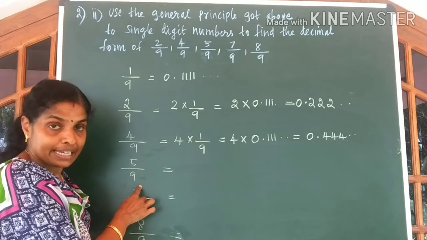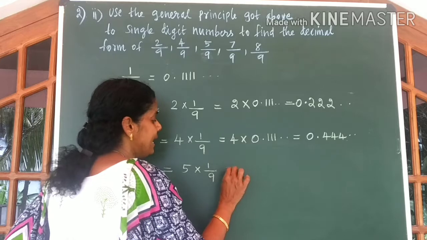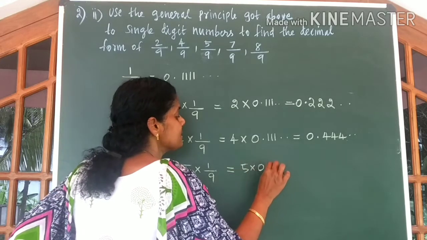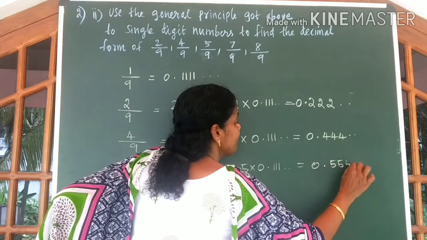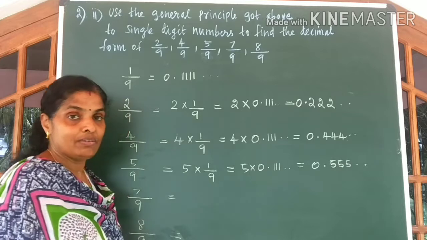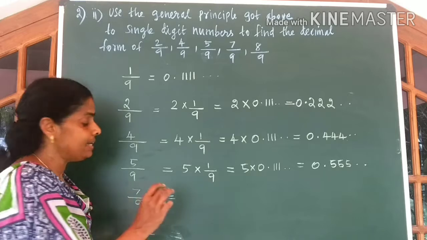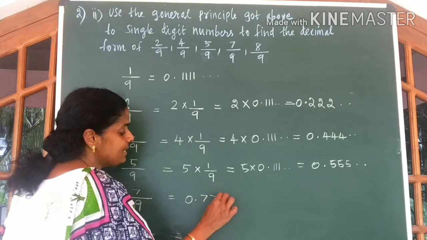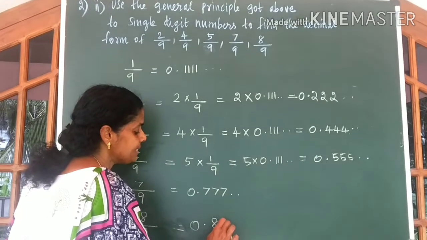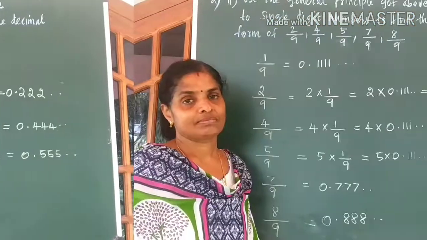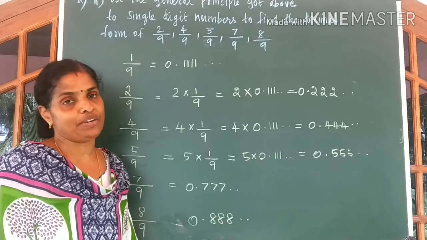5 by 9 can be written as 5 into 1 by 9. So the answer is 5 into 0.111, which is equal to 0.555, etc. Similarly, we can write 7 by 9 as 0.777 and 8 by 9 as 0.888, etc. Children, the remaining questions we will discuss in our next video.